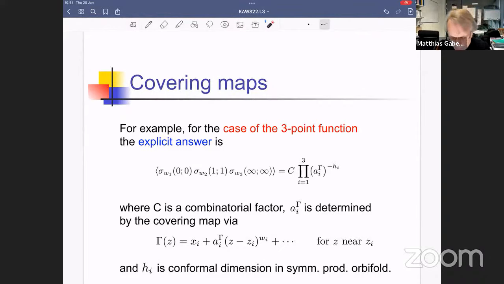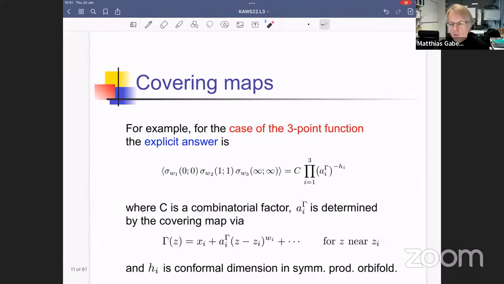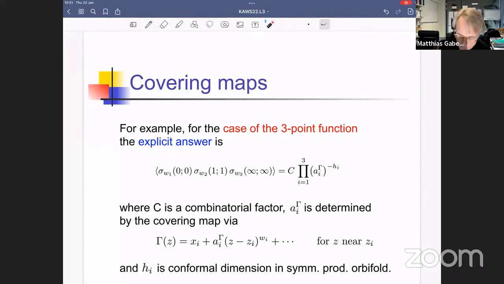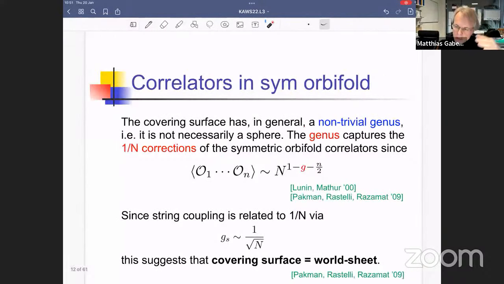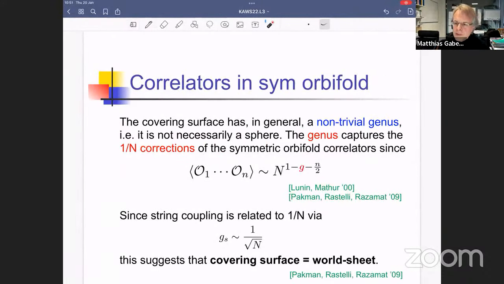Now you may ask, so in general, there's more than one covering map, right? So suppose I have some surface and some twisted sector fields, I can ask which covering map should I consider? And there are in general different ones. And in particular, the covering surface that you produce by going through this process needn't be a sphere again. The correlation functions of the symmetric orbifold will always live on the sphere, but this fictitious surface that's introduced in the process of calculating the correlators needn't be a sphere. It can be a genus g surface.